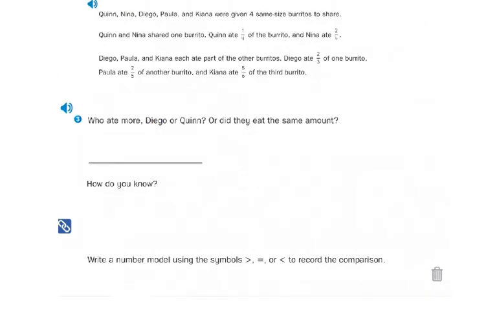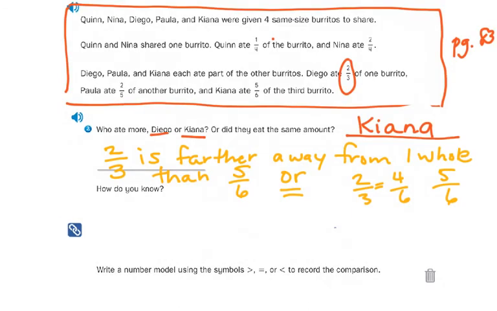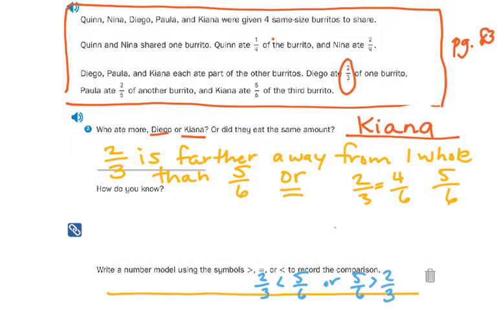Now we're going to go ahead and use a number model, and the symbols greater than, equal, or less than. So you have a line down here. You're going to go ahead and write in that 2/3 is less than 5/6. Or you could write 5/6 is greater than 2/3. Either way is correct.